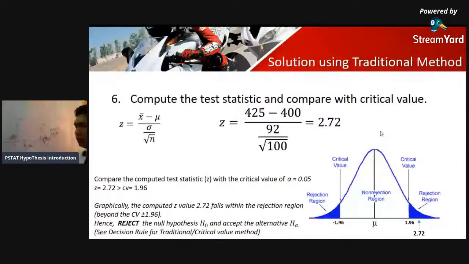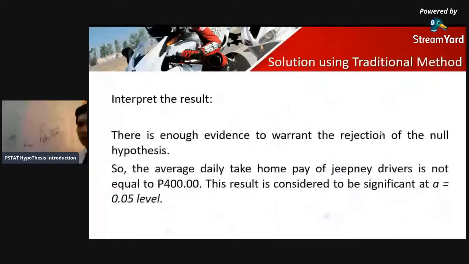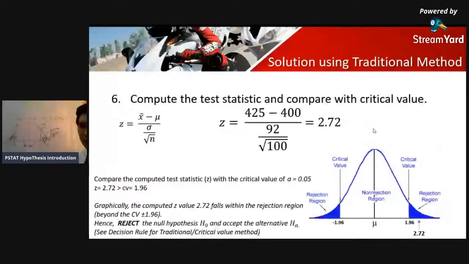And here, for the interpretation, we can now say that there is enough evidence. The decision is enough evidence to warrant the rejection of the null hypothesis. I require you to state this, to include this. This is the basis of your decision, these values: the computed test statistic, the comparison, and then your decision, enough evidence to warrant the rejection of the null.